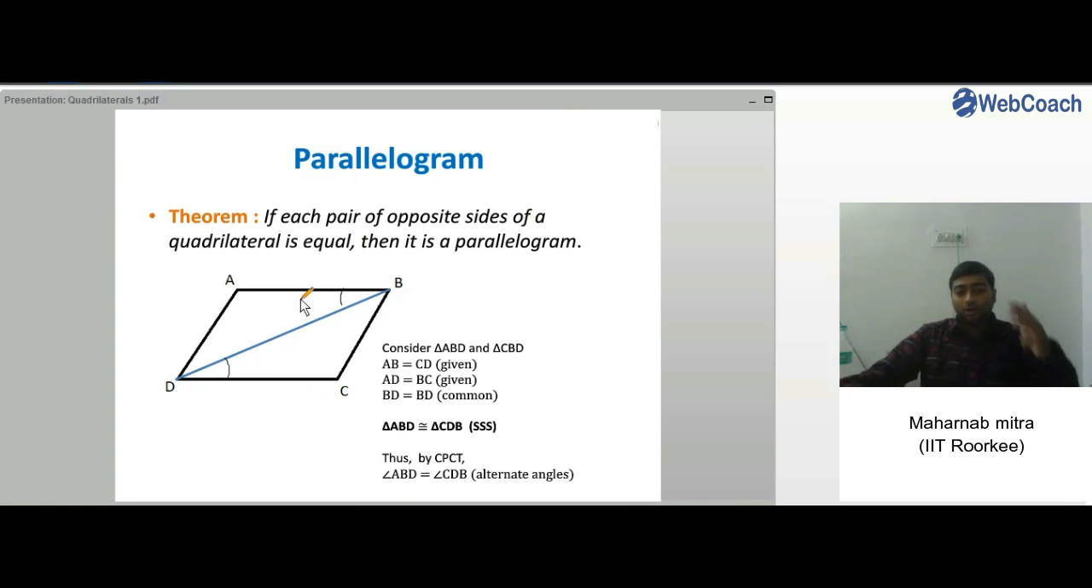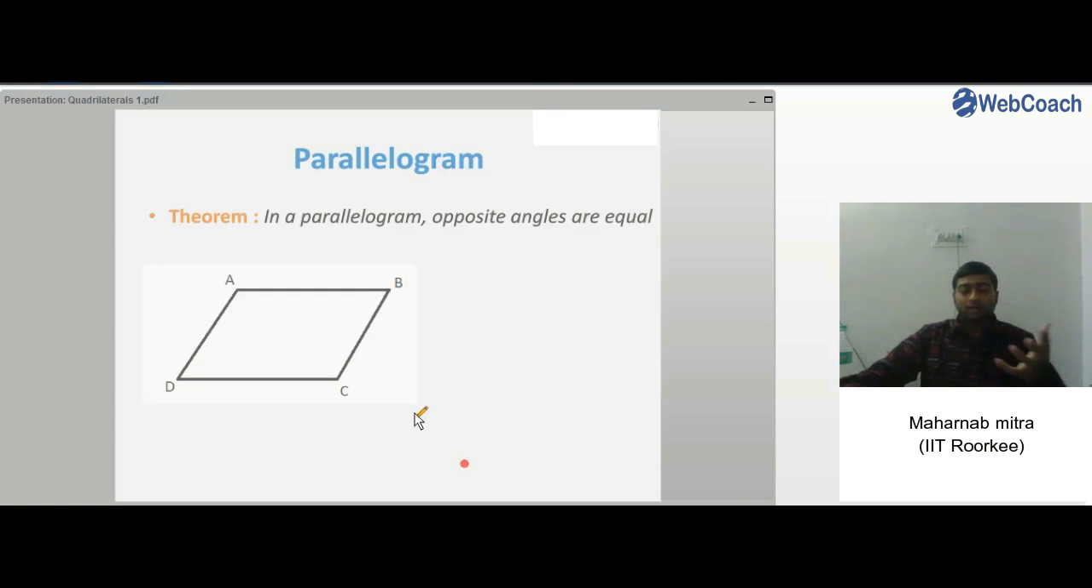So we have got AB parallel to CD, and in a similar way we can talk about angle ADB, which is this angle, and angle CBD, which is this angle. So these two angles are also equal, and similarly we can say that BC must be parallel to AD, right? So we have proved that it is a parallelogram.